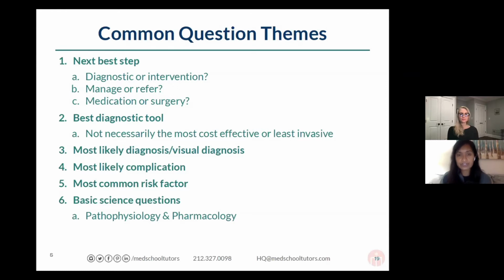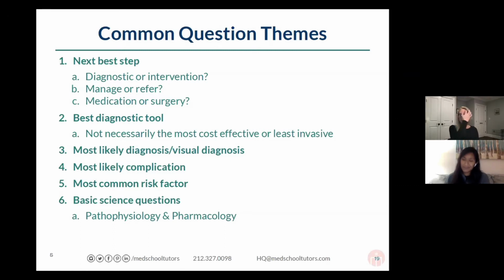Risk factors. So these are a little bit more of the epidemiologic questions, right? So this is going to be if someone has a history of diabetes and obesity and sleep apnea and 18 other things, which of them most predisposes them to having a cardiac event, right? So making sure you know a little bit about the epidemiology as well is going to be important.